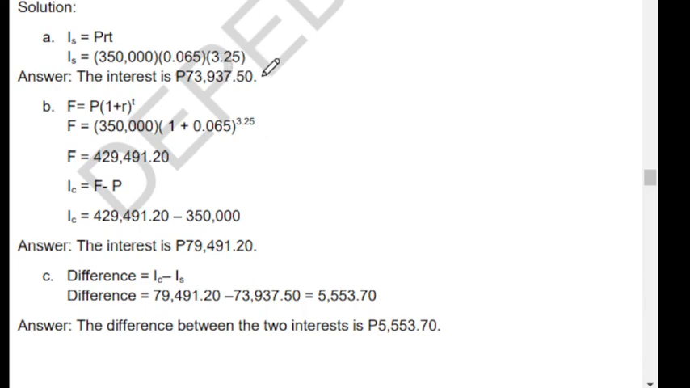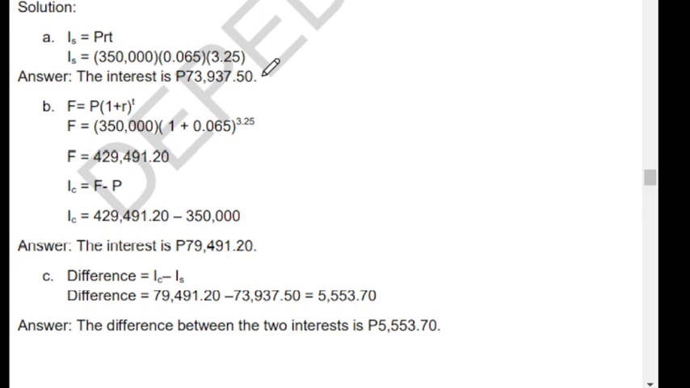So multiplying, we have 350,000 times 0.065 times 3.25. So the answer is 73,937.5. Known as simple interest.